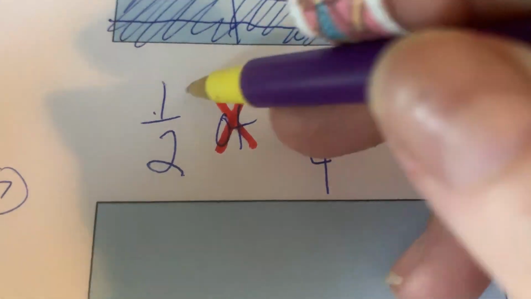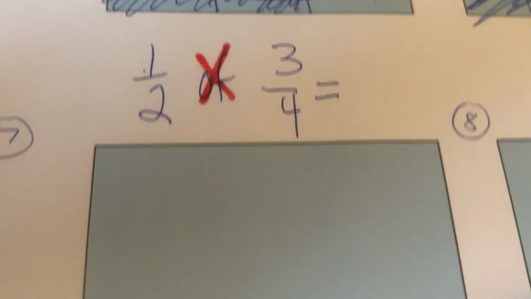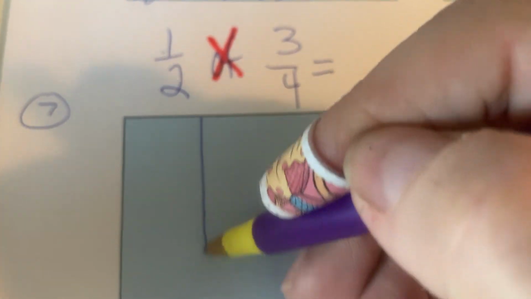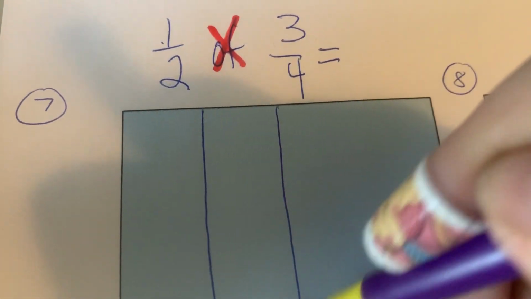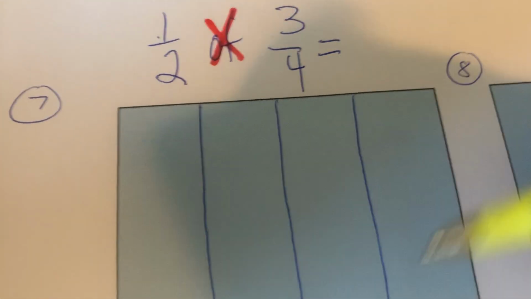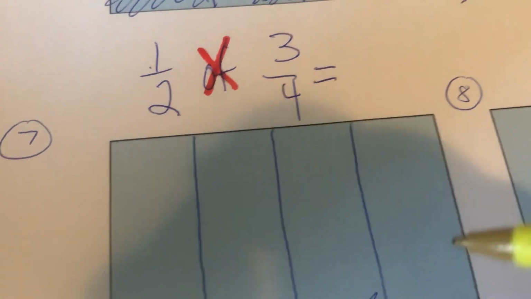So 1/2 of 3/4. So first I'm going to shade in 3/4. And I know that means I need 3 lines to make fourths. All right, hold on. Let me shade those in.